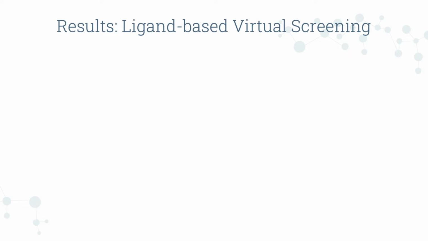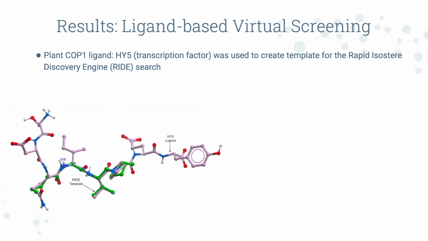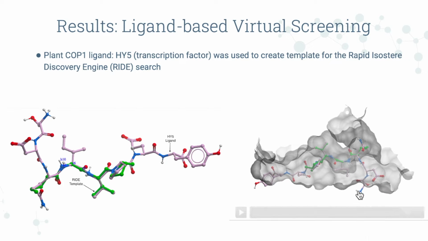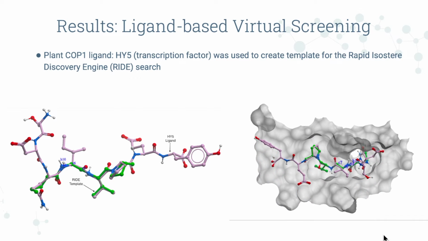In the ligand-based virtual screen, the endogenous ligand HY5, a transcription factor that binds to plant COP1, was used to create a template for the RIDE search and find drug-like ligands for COP1. The RIDE search template can be seen superimposed onto the endogenous ligand for plant COP1, HY5, with certain atoms of the template, namely H10, N1, C6, and C7, adjusted to an occupancy of 0. Both the RIDE template and the HY5 ligand are inserted into the substrate binding site of COP1.